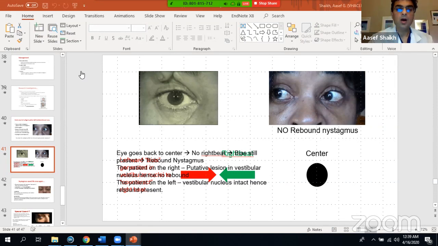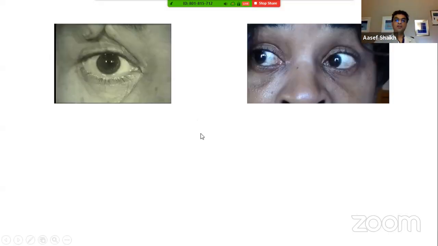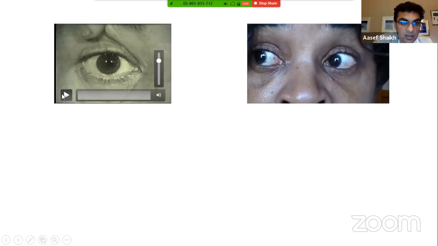Okay, so what is the difference between, this is the other patient and this is the regular gaze evoked nystagmus. So what is the difference between the two? So I'm going to explain to you what is the difference, right? So this is typical gaze evoked nystagmus.